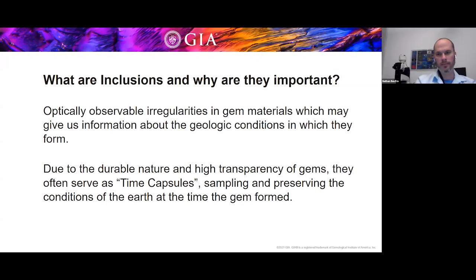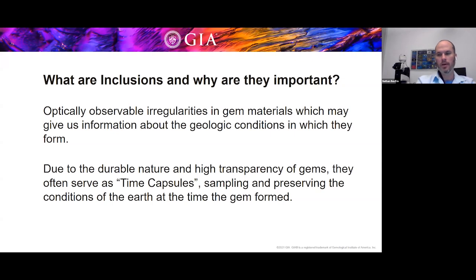Thanks, Aaron. So what are inclusions and why are they important? That's really one of the main questions that geologists deal with. And inclusions are really any kind of optically observable irregularity in a gem material which can be used to give you information about the geologic conditions, or even the formation conditions in the case of synthetic stones, in which that gem material formed.